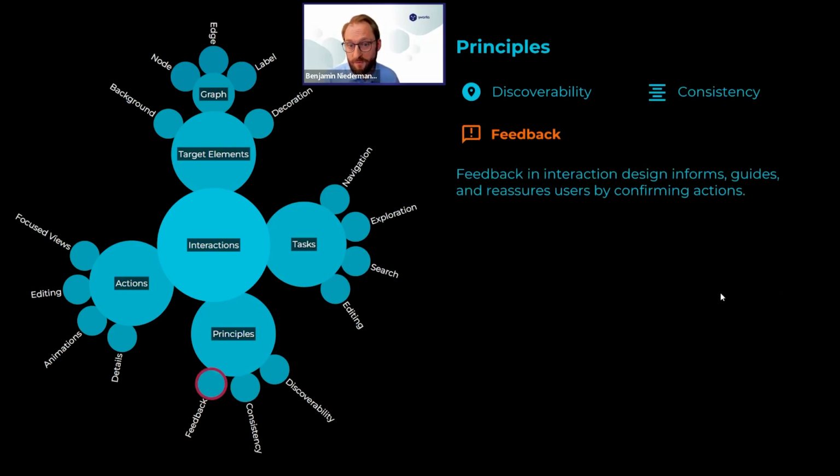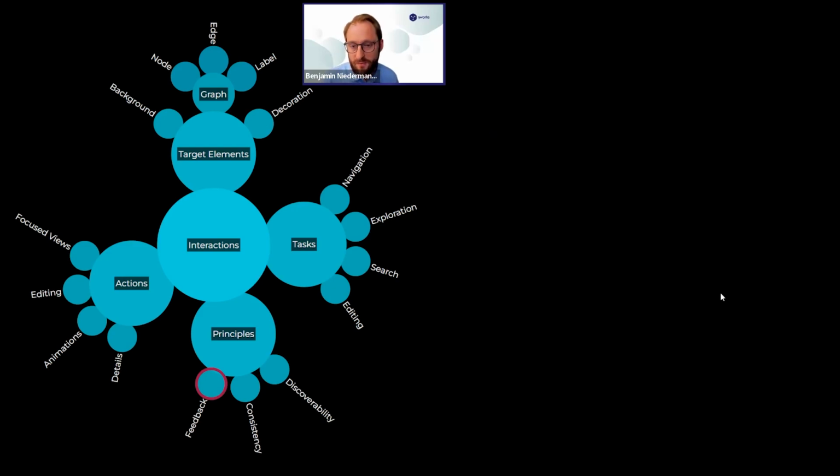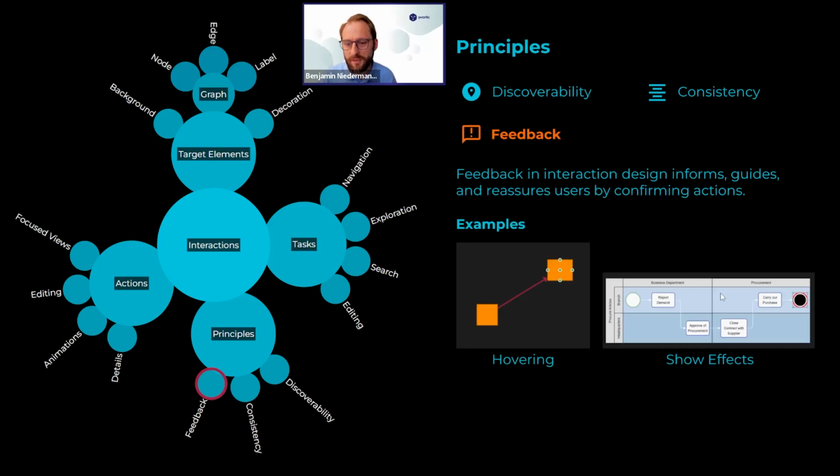Next point is, of course, also about the feedback. So interactions can be used to change your graph visualizations, but you also should give feedback to the user in order to inform, guide the user, and just by confirming the actions of the user. So what do I mean with this? So one simple example is hovering. So if I hover over an item, I get some further information telling me, okay, you have just interacted with these elements, but you can also use more complex effects that I would like to show now.